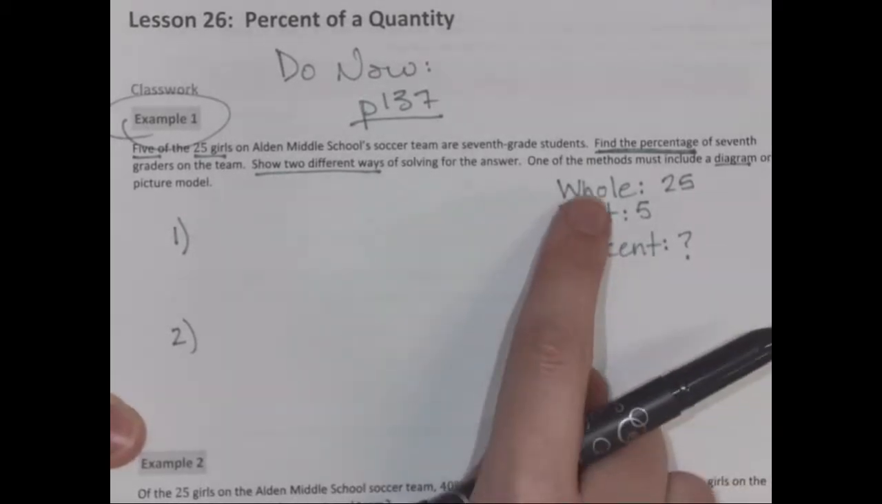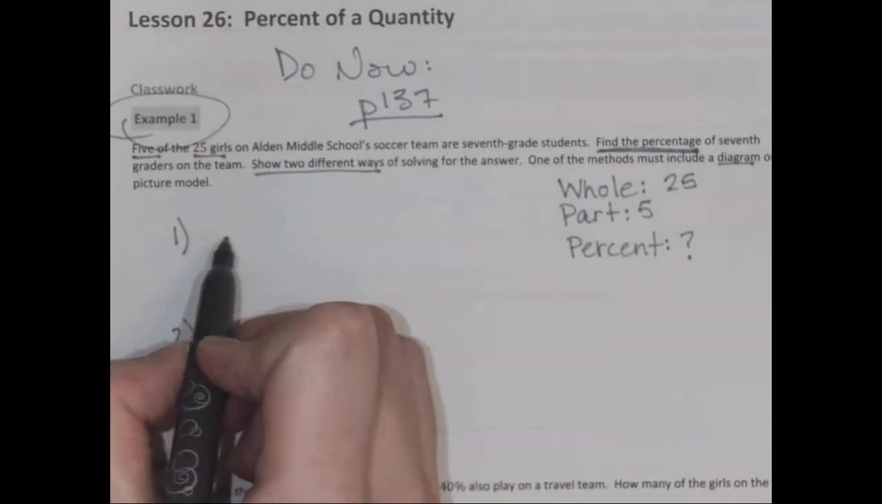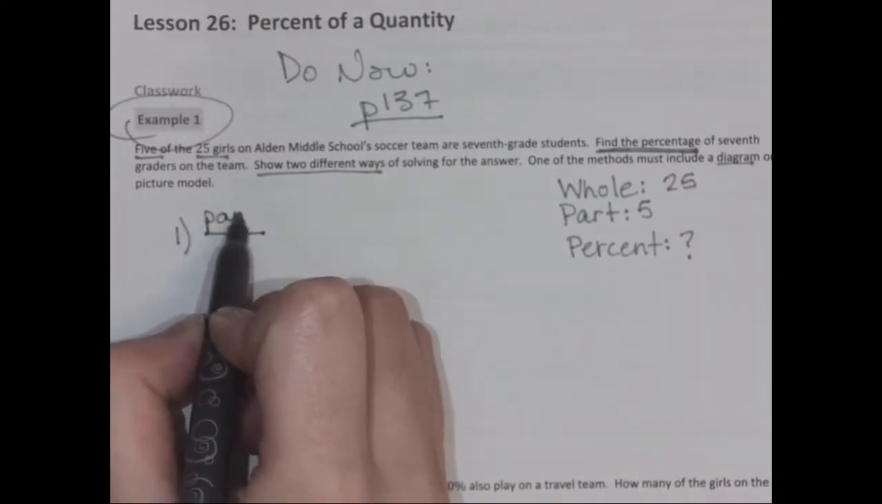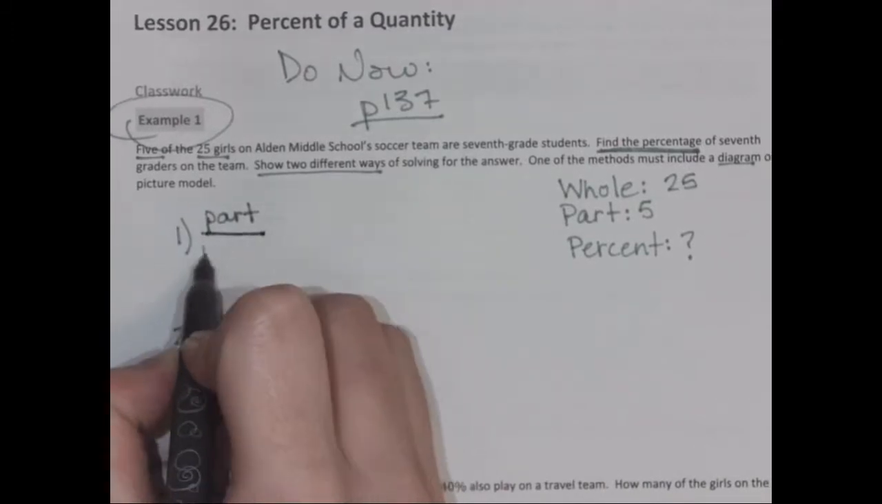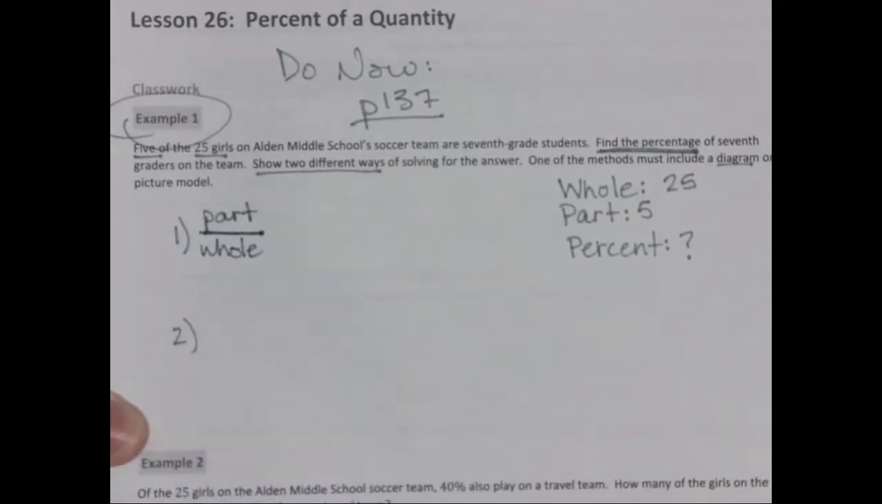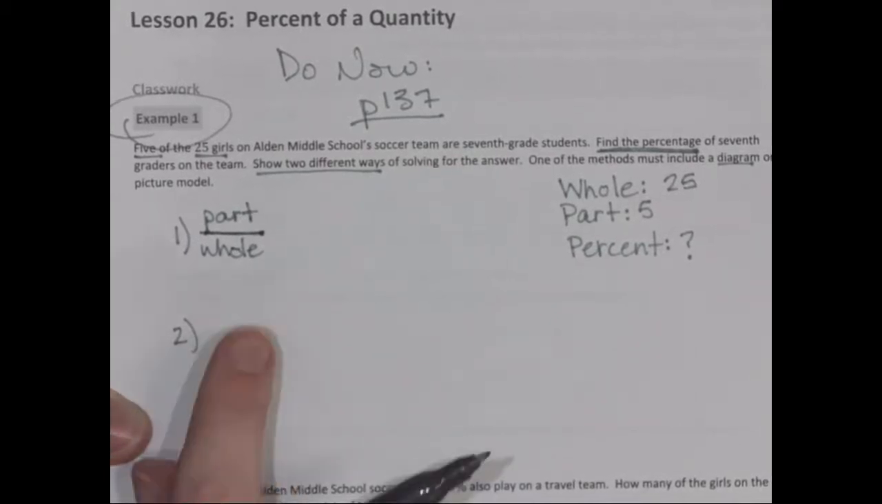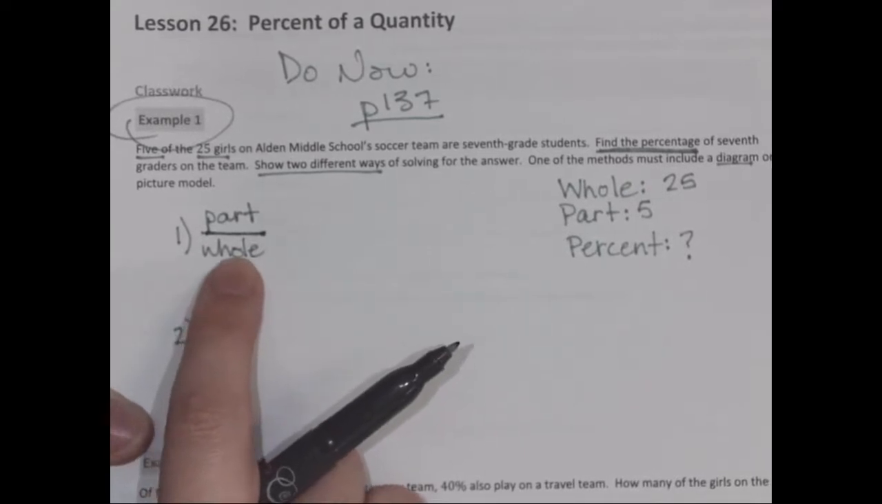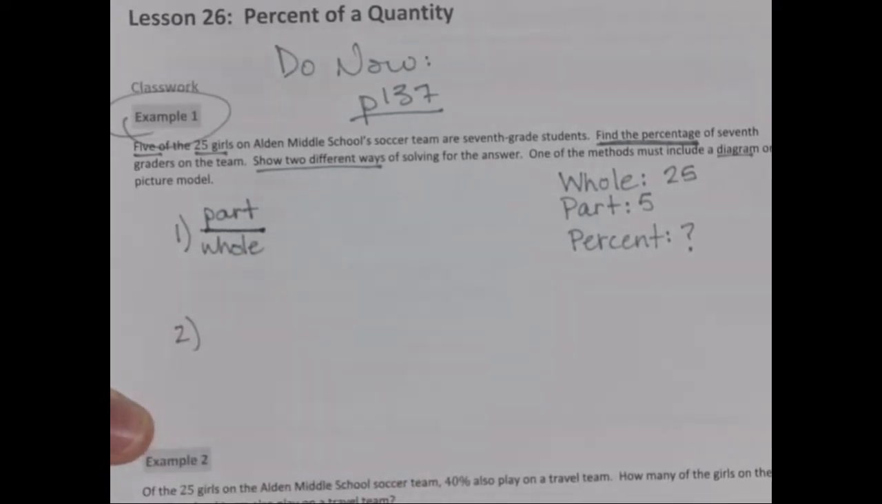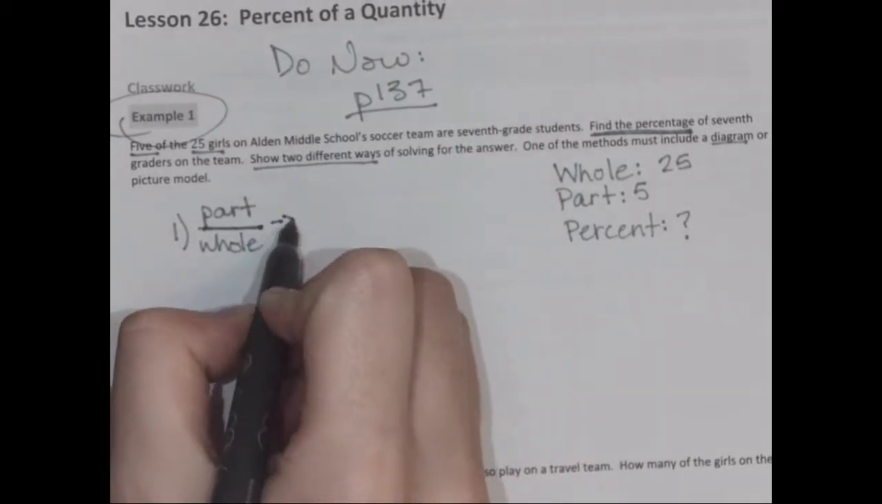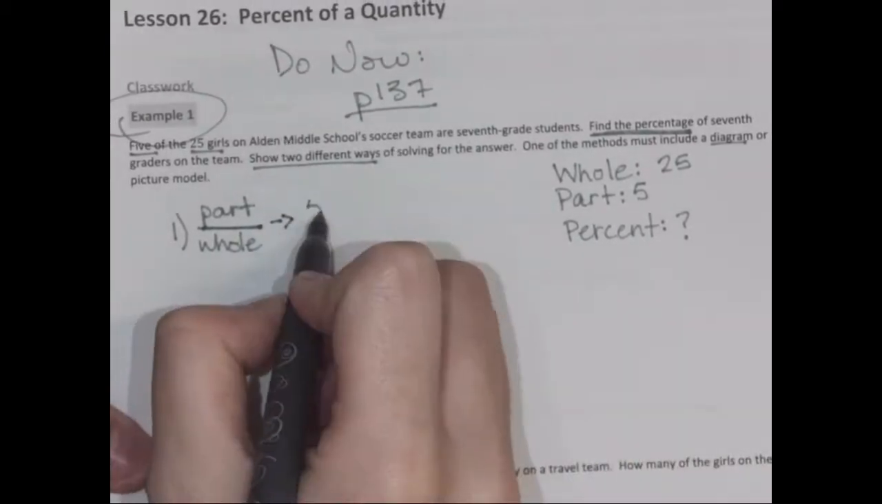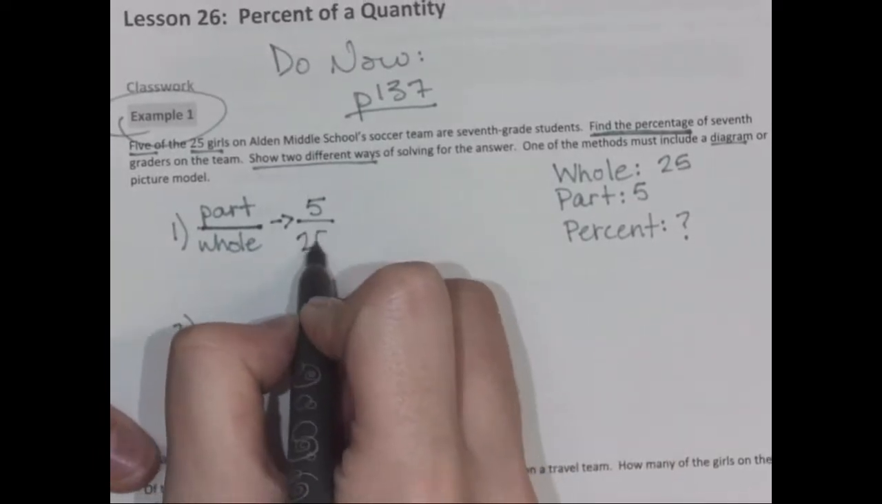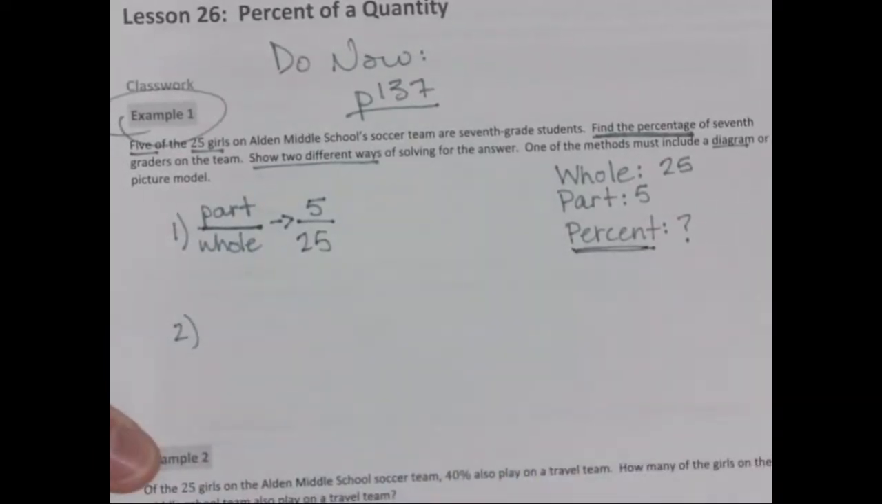When you have a part and a whole, you can write it as a fraction where the part is out of the whole. So the part is on top and the whole is on bottom. Just like a part to whole ratio written as a value. That's there for you right here on that board too. So what's the part in this problem? 5. And what's the whole? 25. We need to find the percent.